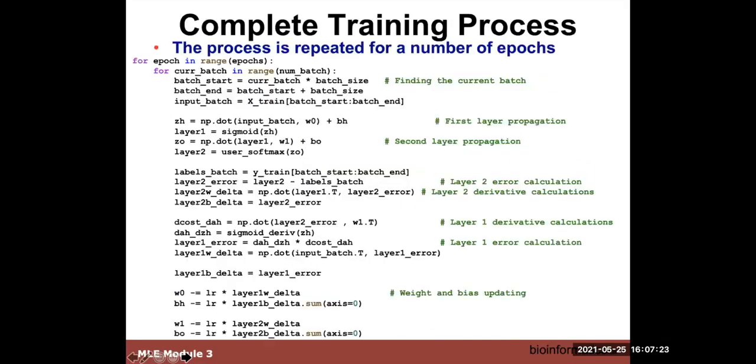So the entire process of taking those batches and going through a whole bunch of epochs for the set, we see the same things: a first layer propagation, second layer propagation, layer 2 error calculation, layer 2 derivative calculations, layer 1 derivative calculations, and then the weights and bias updating. And then we repeat over and over again for hundreds or thousands of epochs until things converge. So this is a mix of forward propagation, back propagation, and weight adjustments.